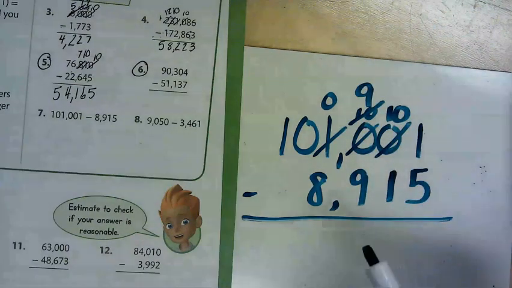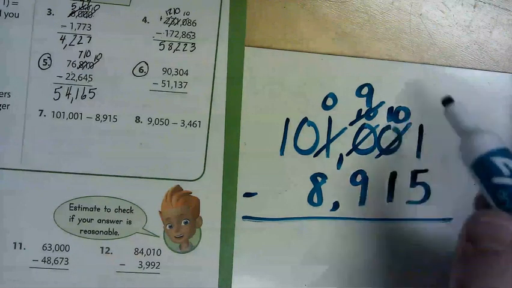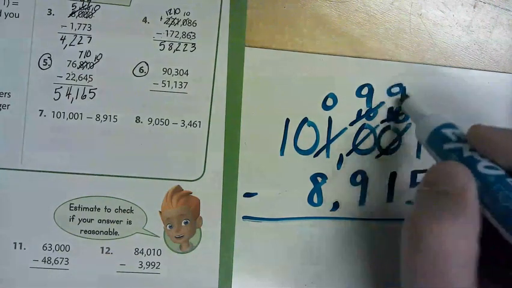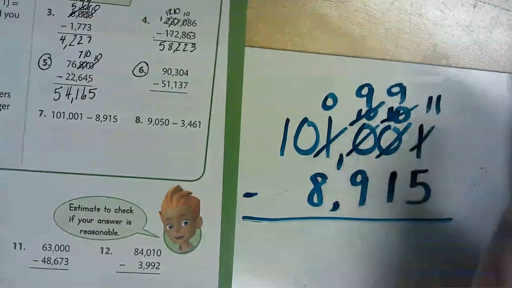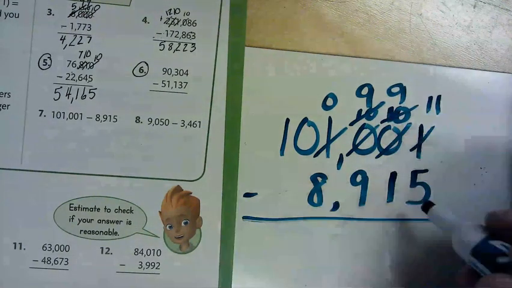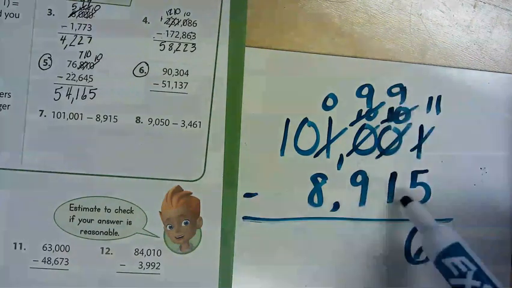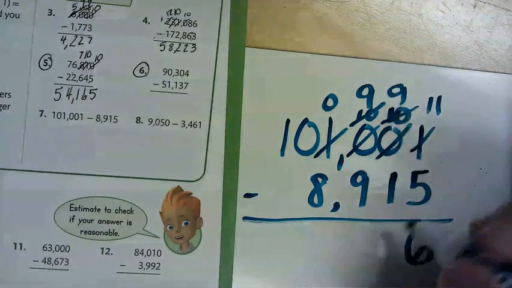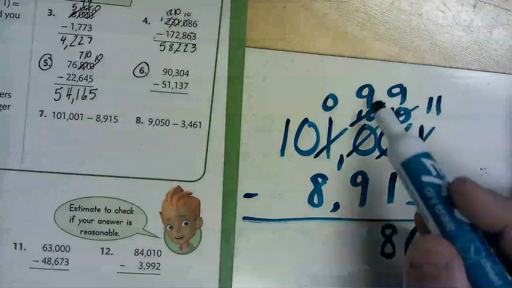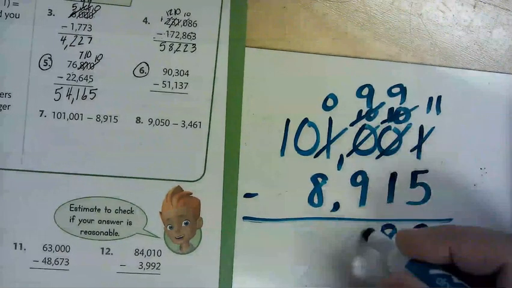All right, this is the same thing we've been doing. Now my 1 has something to take from. So I take 1 away from there. This turns into 11. 11 minus 5 is 6. 9 minus 1, hey, it's larger on top, is going to be 8. 9 minus 9 is 0.